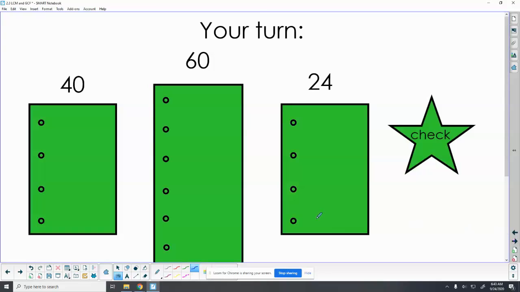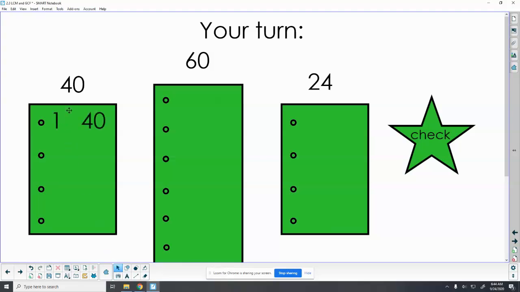Hey, so we're going to try a harder one now. You're going to pause and list all of the factors for 40, for 60, and for 24 and see if you can find their GCF. So go ahead and do that and come back and check.